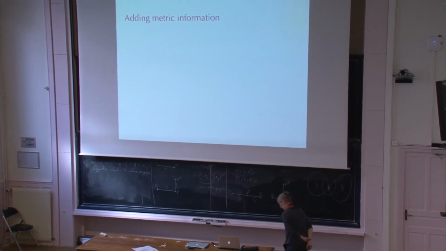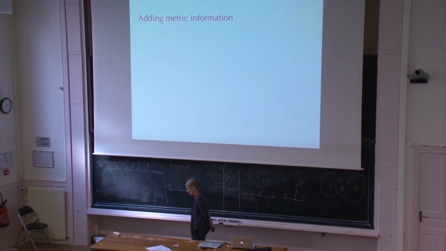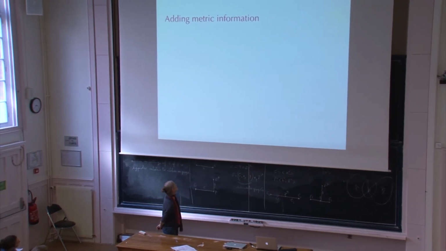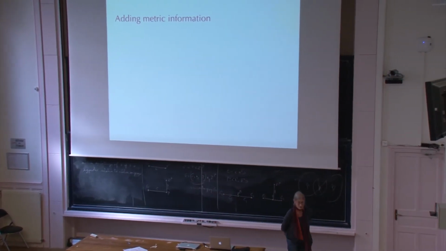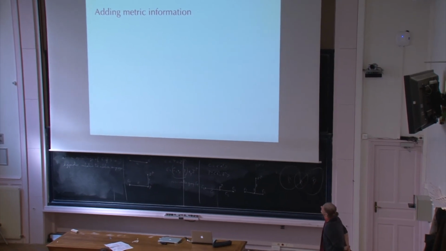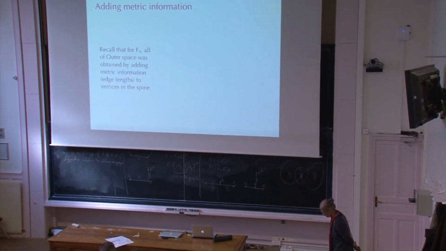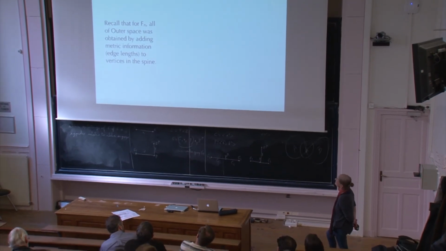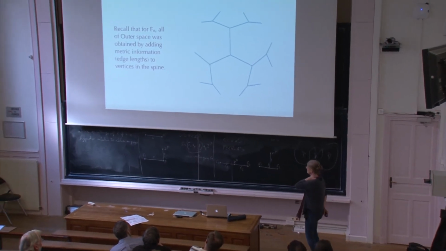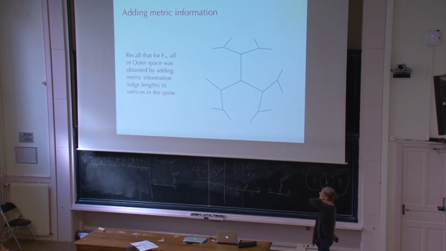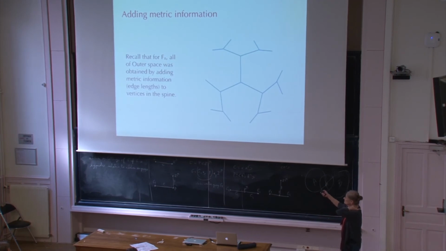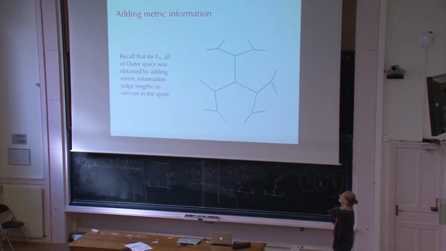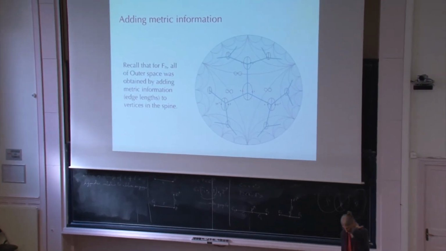But now I can get to this point. We have a space, a contractible piece of a space, and we have all these copies of it, but they're not joined together. We would like to join them together in order to make a space on which the whole group acts. For this, you should remember that you get all of outer space by adding metric information to the graphs. So we start with the spine, which is the geometric realization of this partially ordered set, and you add metric information, and you get the whole space.